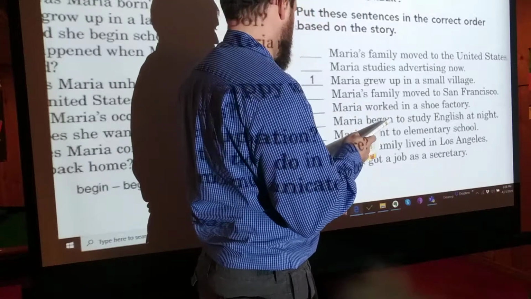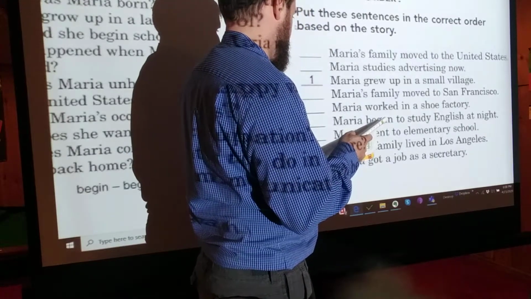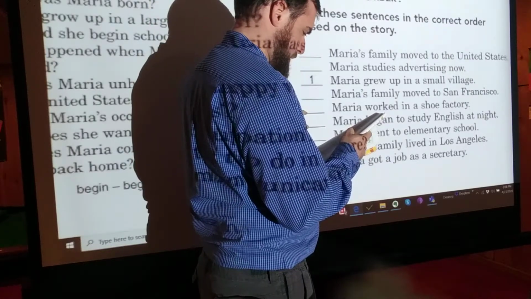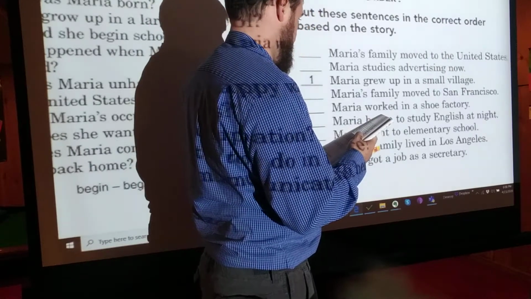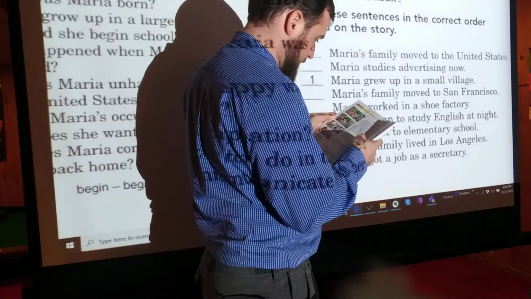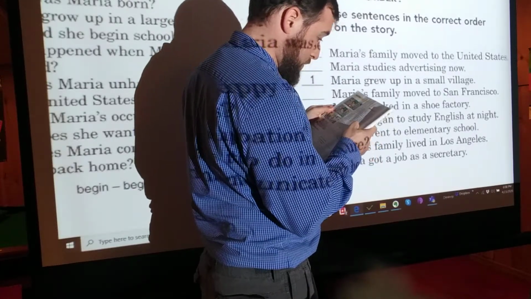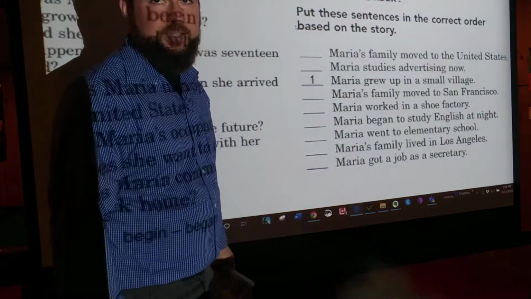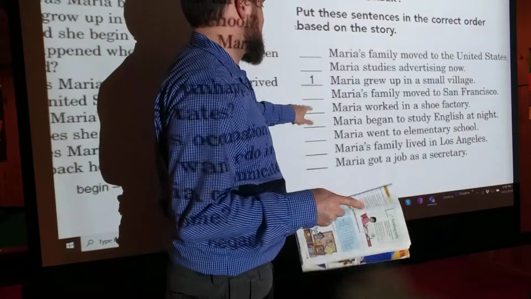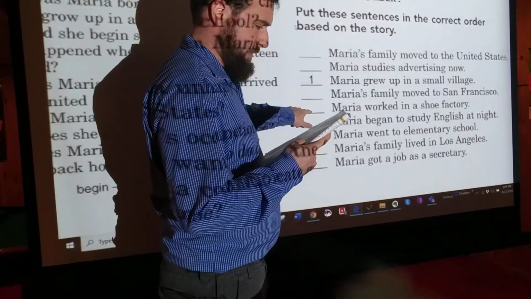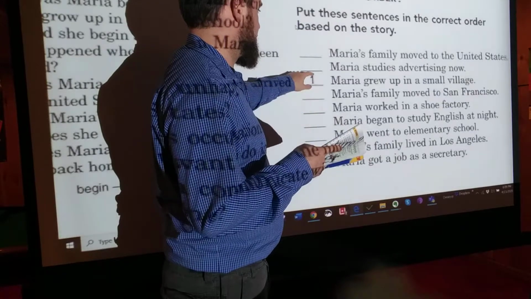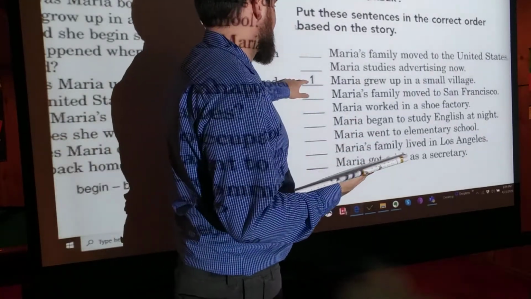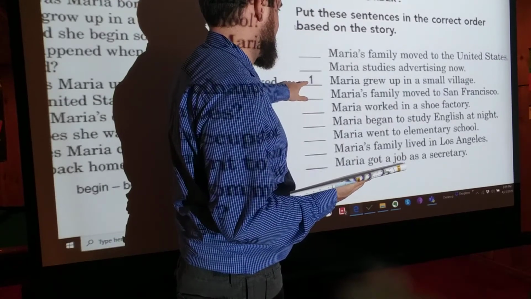All right. So, next we have, she began to study English at night. Okay? Next, after that, she worked at a shoe factory. Although, it's funny, it just says a factory here. But, oh no, did I miss one? I missed one! Oh, I'm sorry. She worked at a shoe factory. That was much earlier. I'll bet you did the same thing, right? Sorry.